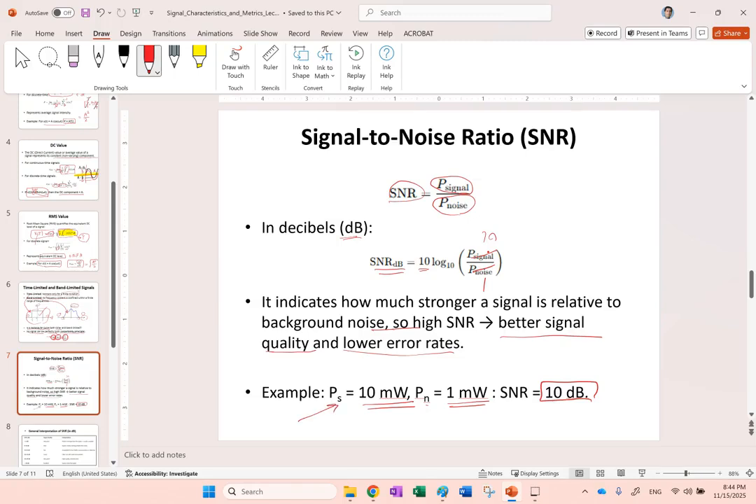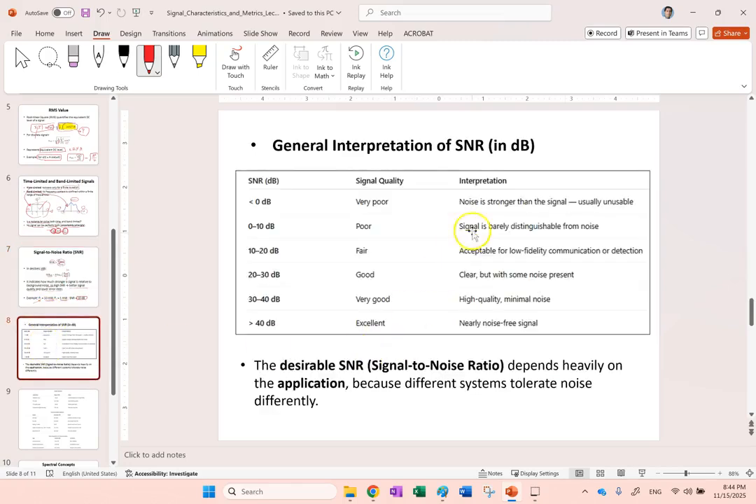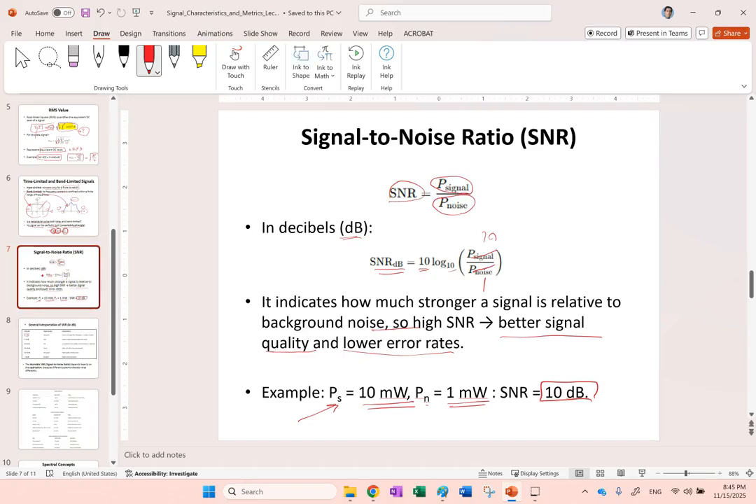Now you might ask, is 10 decibel a good number or not? Well, that very much depends on the application, but let's look at a general interpretation of SNR. If it's a number less than 0, what does it mean? It means this logarithm is negative, and it is negative only if the numerator is less than the denominator, meaning the power of the signal is less than the noise.